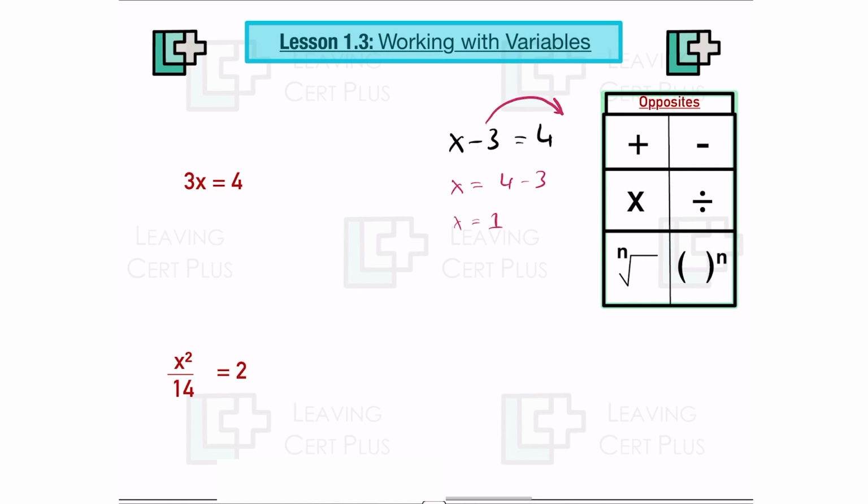It's the same then if you have a minus 3. So if you had a minus 3, you'd move it over and you'd turn it positive. So now you find x is equal to 7. Okay, this is quite obvious, the top half.